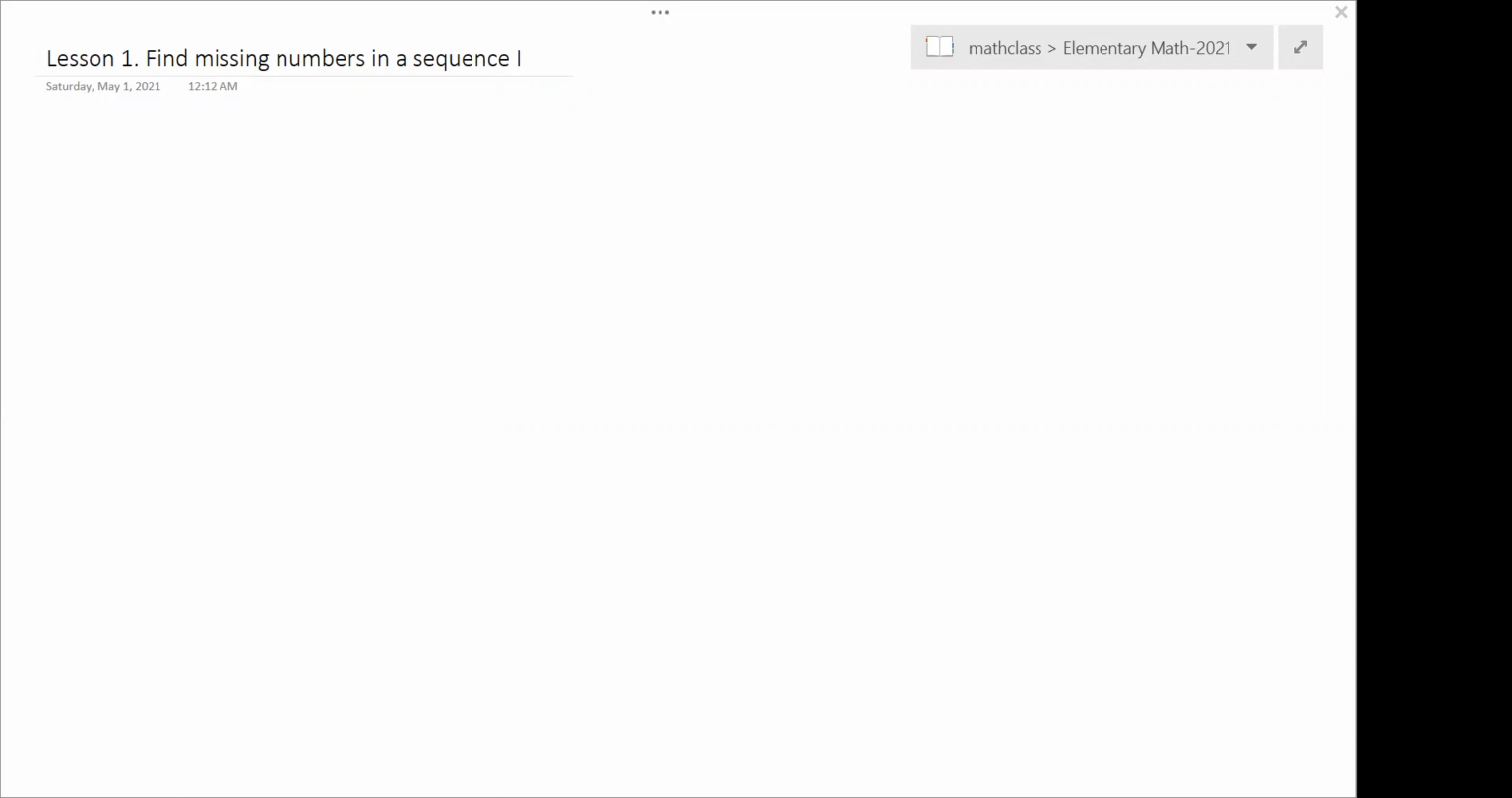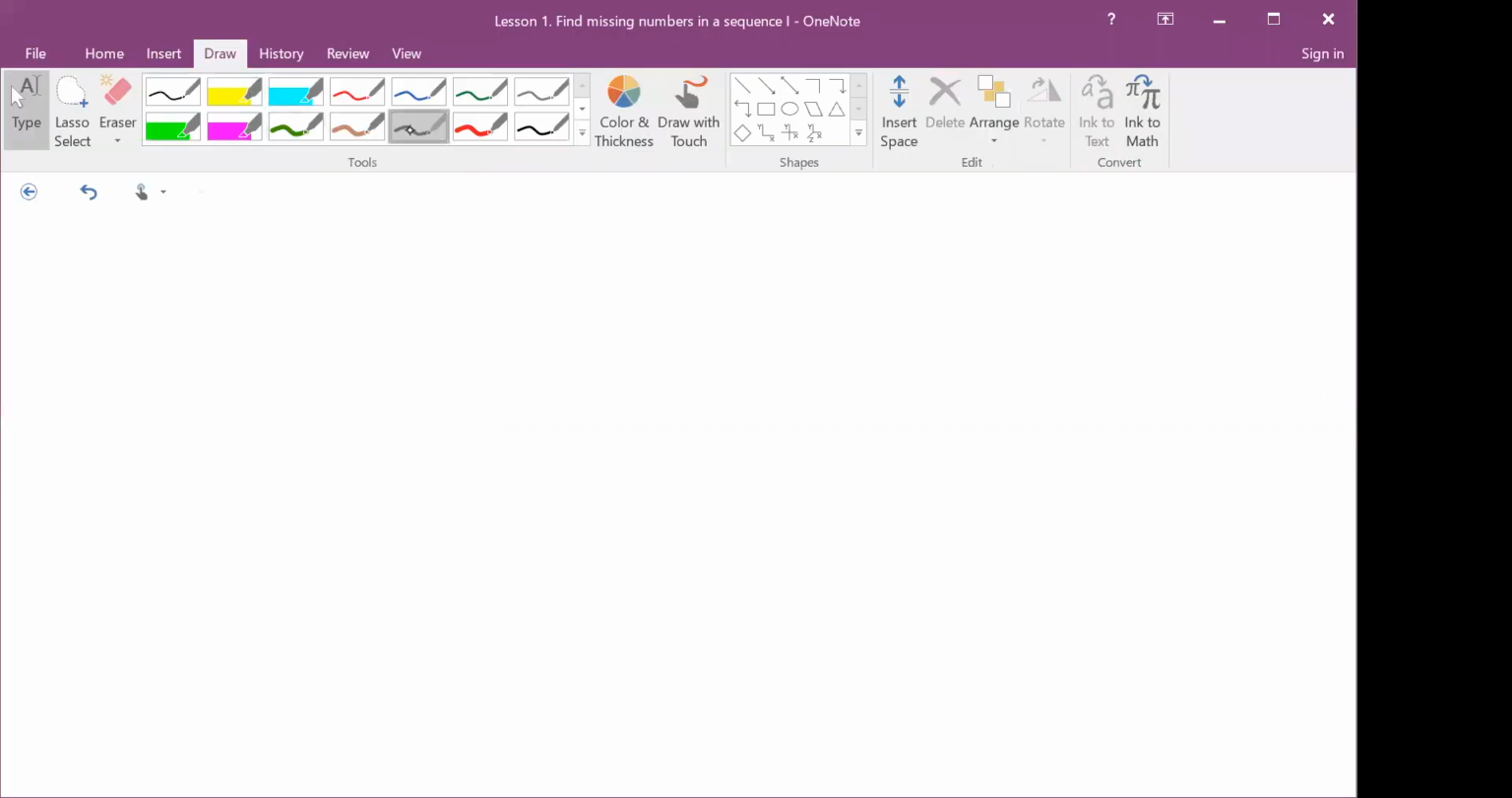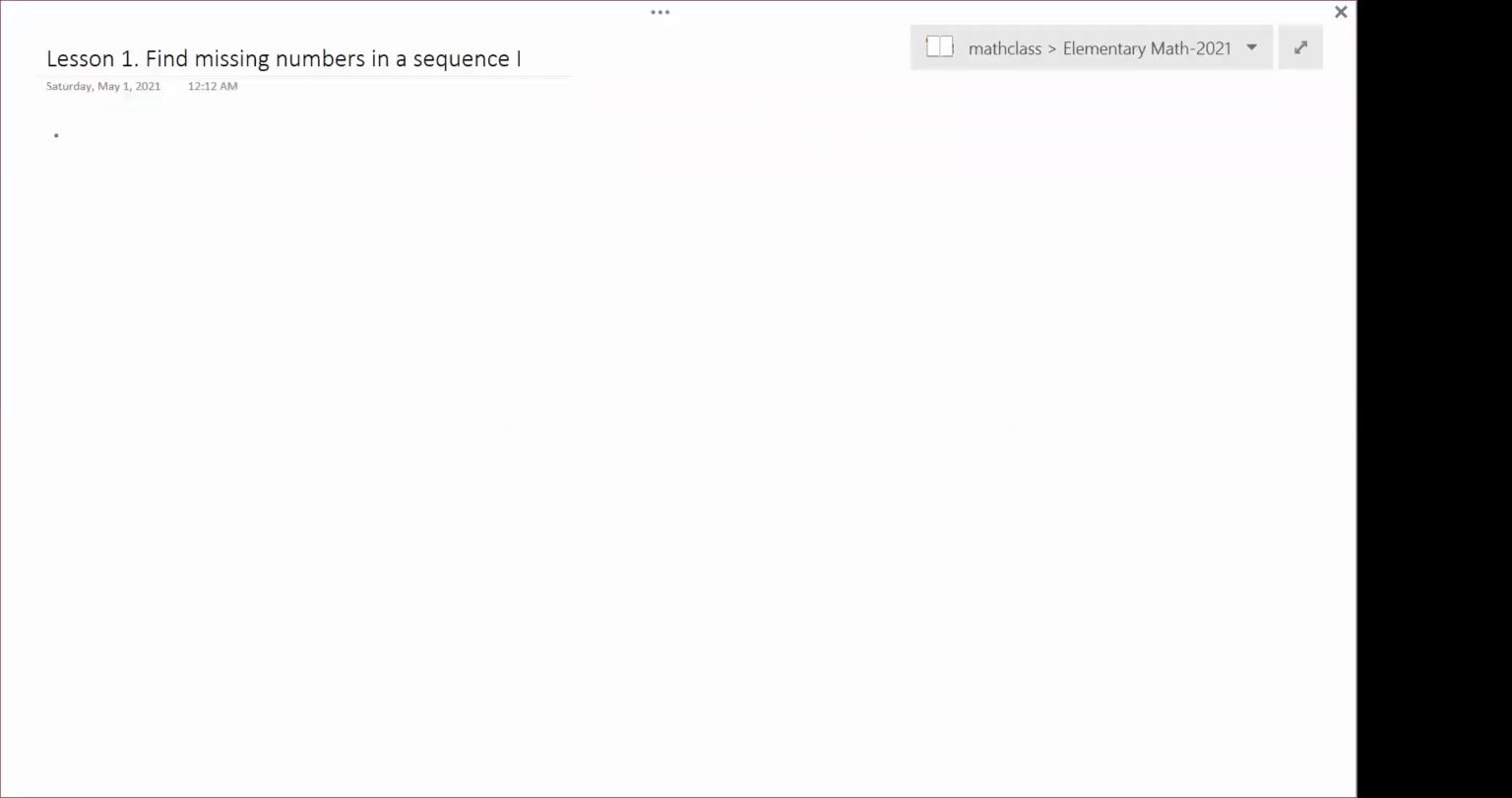Right, my first lesson is on the sequence and trying to figure out the missing numbers. Maybe you have already learned, or haven't seen this kind of problem before. Let's look at the first problem. We are given a sequence of numbers, and one is missing. Now we're trying to find the missing number.